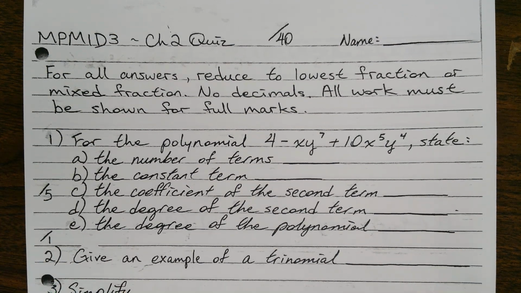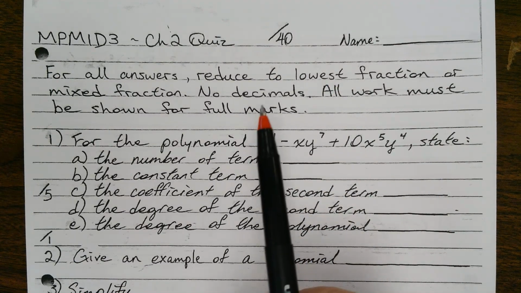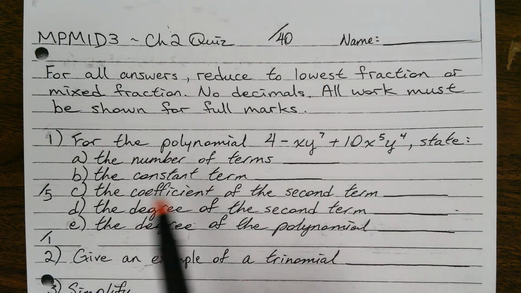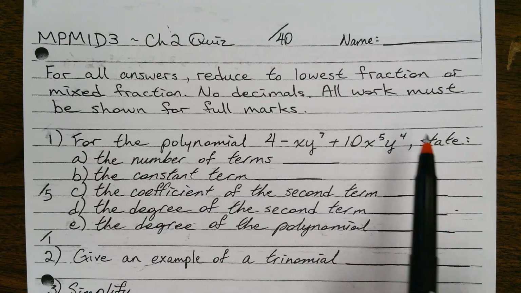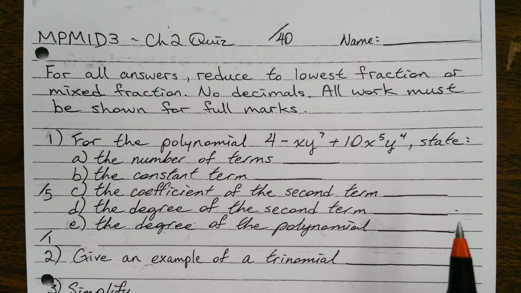All right, so let's take up this practice quiz that I gave you guys on Friday to prepare for your test tomorrow. For all answers, reduce to lowest fractions or mixed fractions, no decimals. All words must be shown for full marks. For this polynomial right here, the number of terms. How many terms are there?